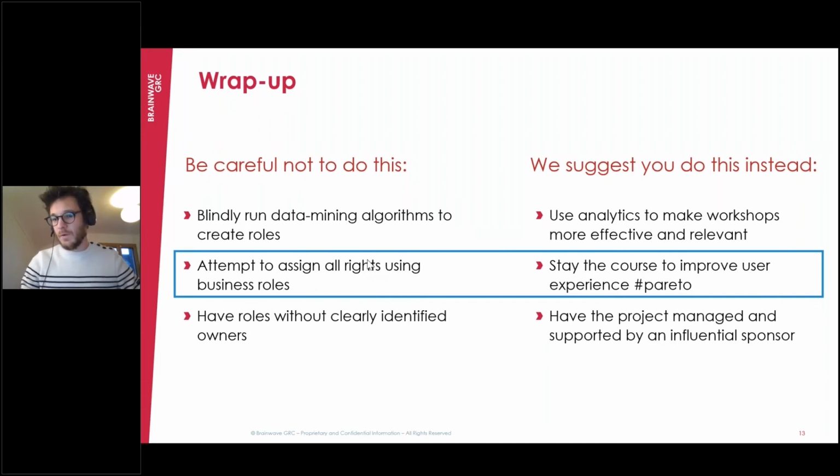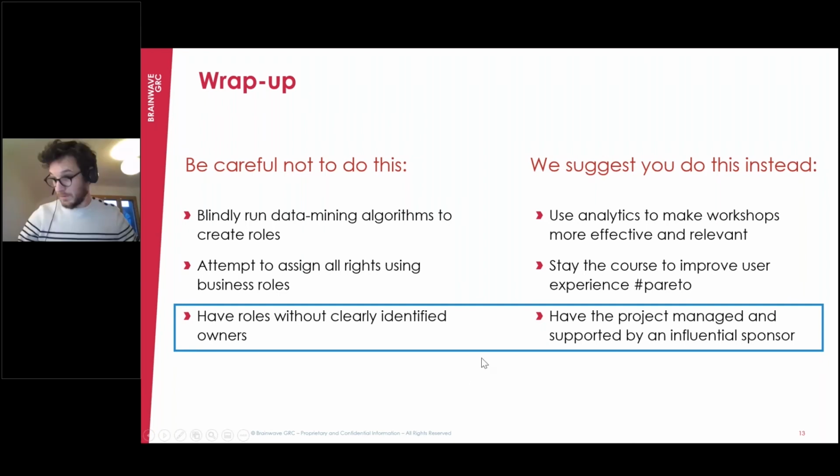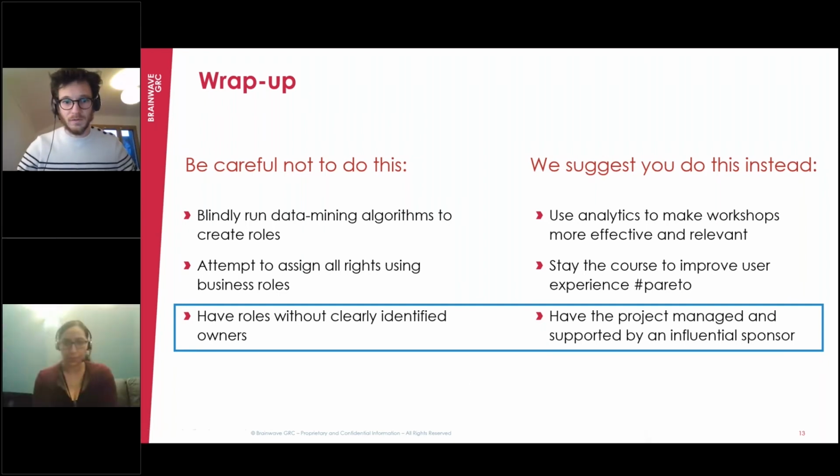And last one is to have roles with an owner. We need to have an owner for each role, and to have a sponsor to manage the project, to ensure that the role is still relevant, is still used, and that the content of the role is still relevant, of course, for the business and for the business teams.